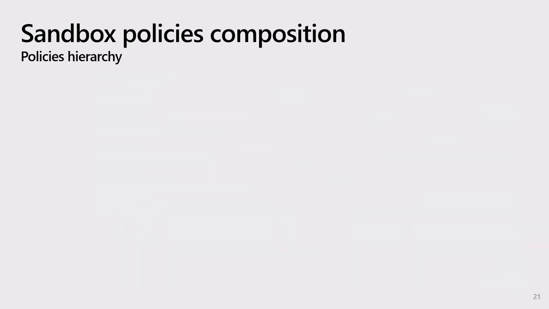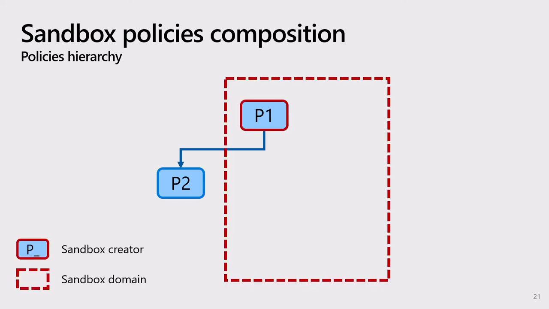Now let's look at another angle. The policy hierarchy. Let's say this is the first process P1 that can create a new child, P2. None of these processes are sandboxed. But now P1 wants to sandbox itself, so it creates a new sandbox.